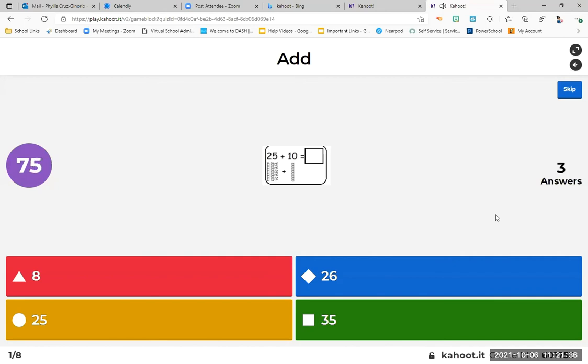2 10s plus 1 more. And the answer is, as soon as we have all our answers, it will tell us. The game pin, if you're still joining, is 601753.